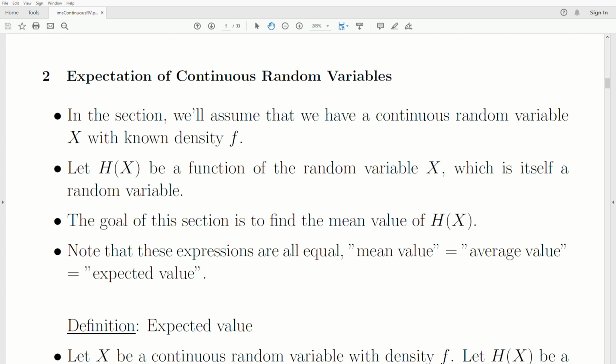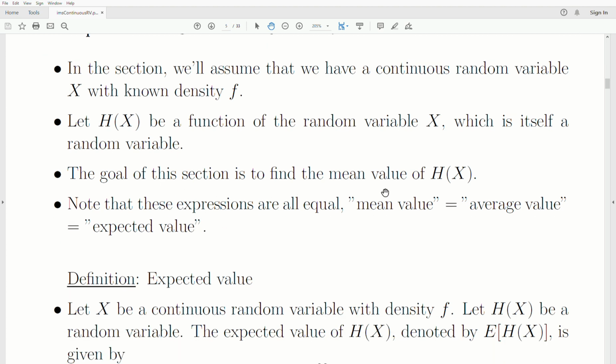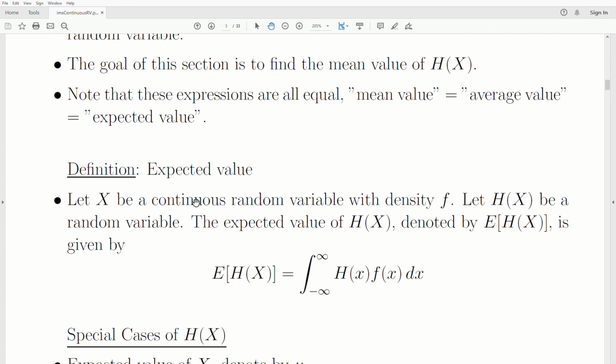In this section, we'll assume that we have a continuous random variable, x, with known density f. Let h of x be a function of a random variable, x, which is itself a random variable. The goal of this section is to find the mean value of h of x. Note that these expressions are all equal: mean value, average value, expected value.